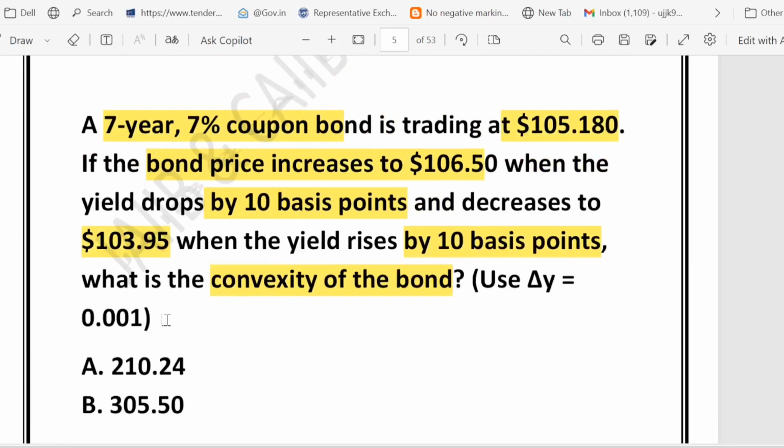Very good question. So first of all, what is the meaning of convexity? Let me show you the formula. What is the formula that we use to compute the convexity?